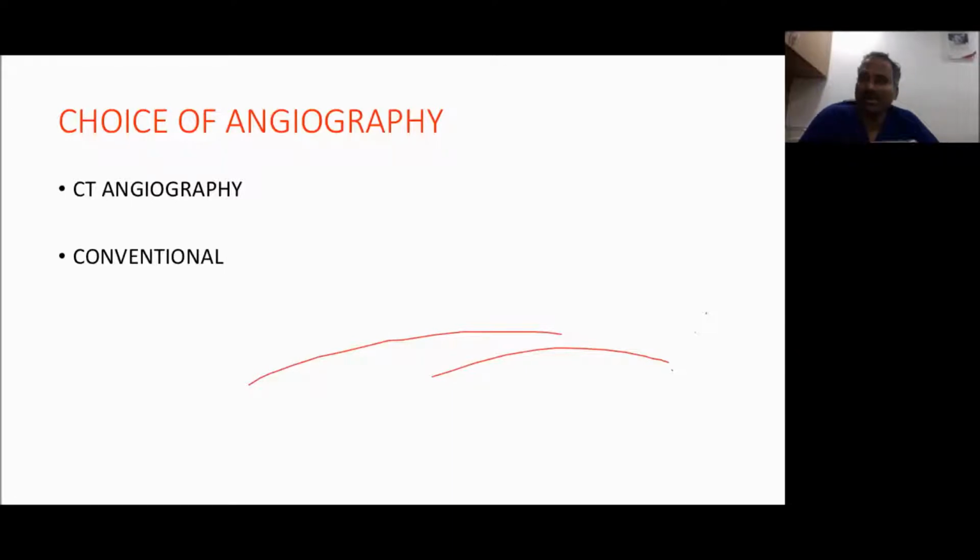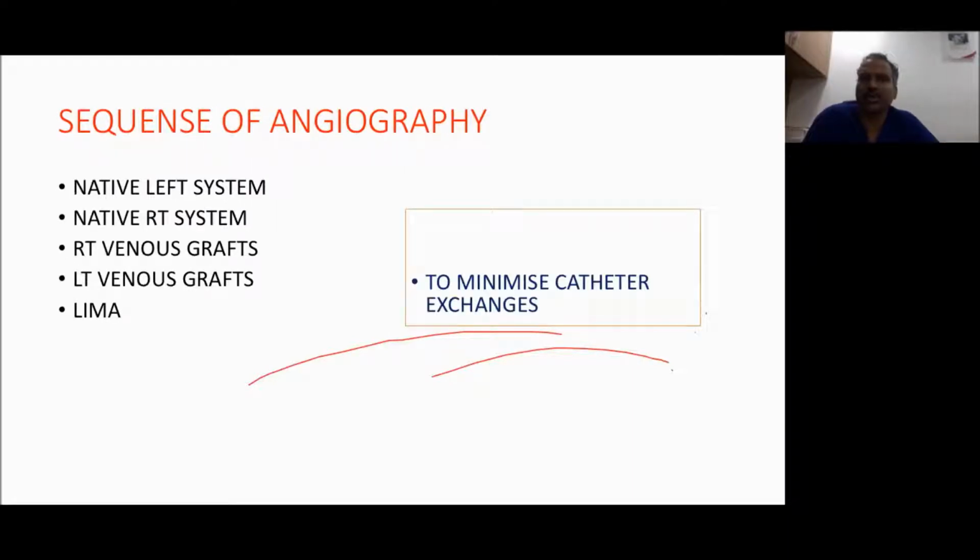So if there is no detail available on grafts, I would prefer to do a CT angiography, not conventional. If I have all the details, I'll just go with the conventional angiography. But sometimes even after conventional angiography, we may not be able to see some grafts, and we may end up in a CT angio again.